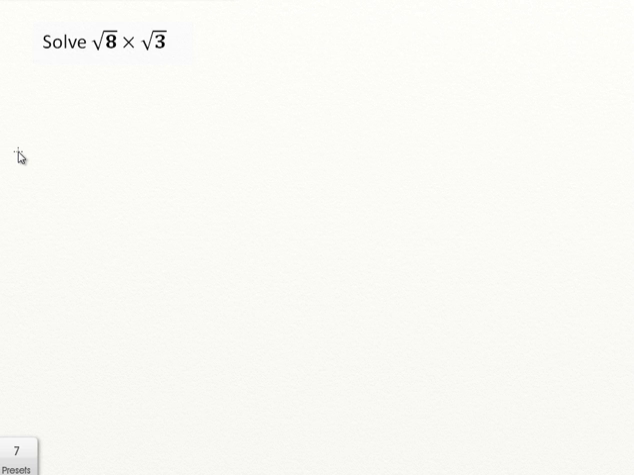In this lesson, we're going to learn how to multiply radicals. If we take a look at this question, it says solve root 8 times root 3. We see that root 8 and root 3 are both entire radicals. To solve this, the first thing we're going to do is remember that we can write root 8 times root 3 as the root of 8 times 3. That is, we can place both values that are already under radical signs under a common radical sign.